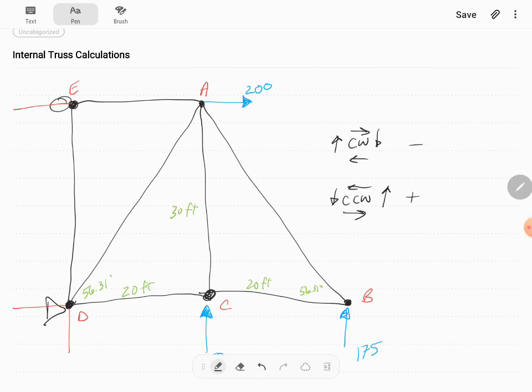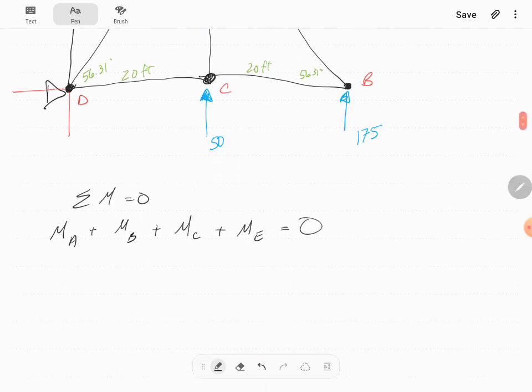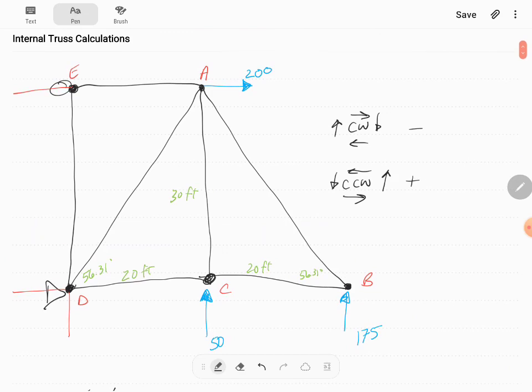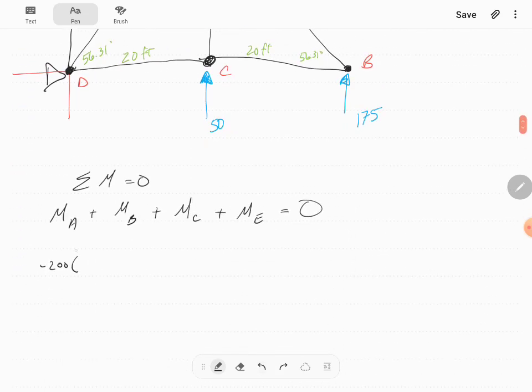So that is a negative 200 force multiplied by its perpendicular distance. So we've got this horizontal force. I need the perpendicular distance coming all the way down to here to where that pivot point is, which is this 30 feet that we've got listed right there. So that's negative 200 multiplied by 30.